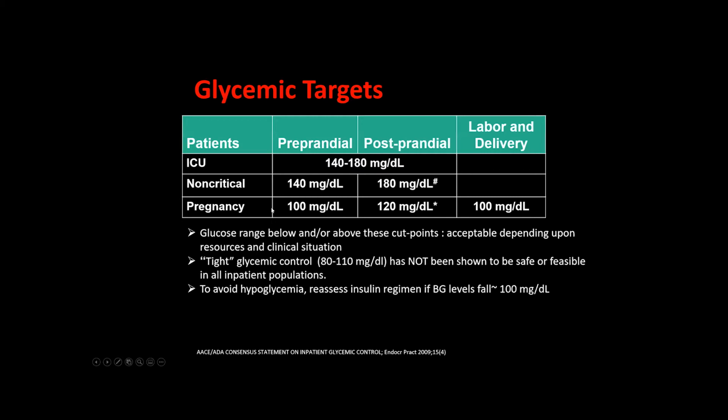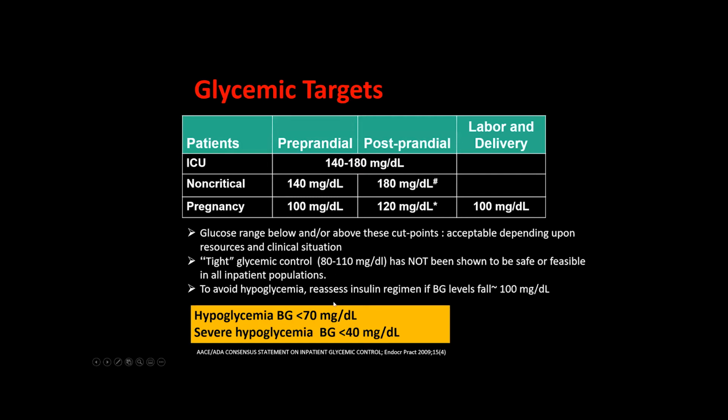And during pregnancy, we try to control much tighter, because it has been proven that hyperglycemia, even mild to moderate hyperglycemia during pregnancy, can result in fetal complications. At the same time, it is very important to avoid hypoglycemia, so you always have to reassess the insulin regimen. If the sugar falls close to 100 or 90, a little bit less than 100, never wait until the patient becomes symptomatic, because if your sugar is close to 100, it is very likely that it may overshoot tomorrow or later on.